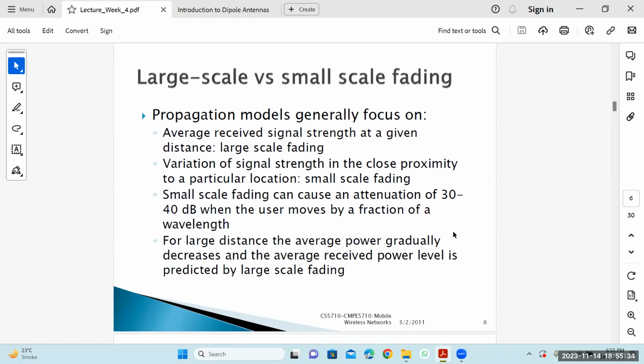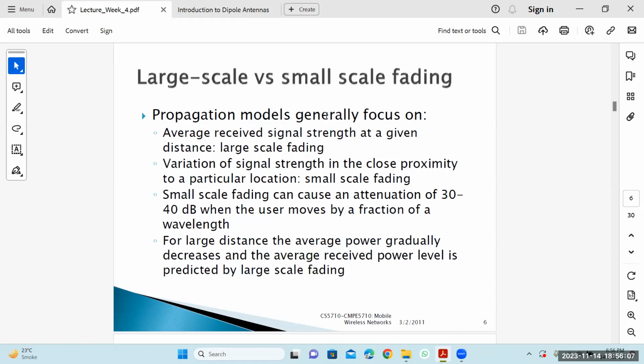Whenever you say that something has faded, it means the original shape or the original structure is no more, right? So this is what fading is all about as a general word. When we say fading in the context of communication, it means the signal strength or the quality of the signal is compromised. And then we have two types of fading: one is the large scale fading and one is the small scale fading.